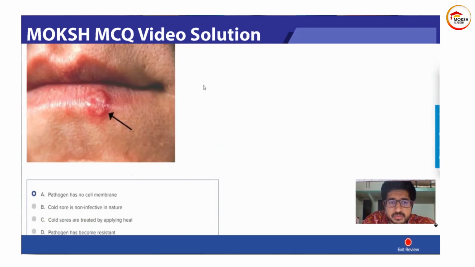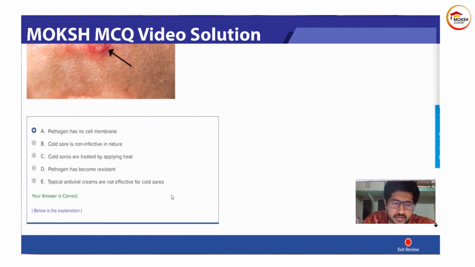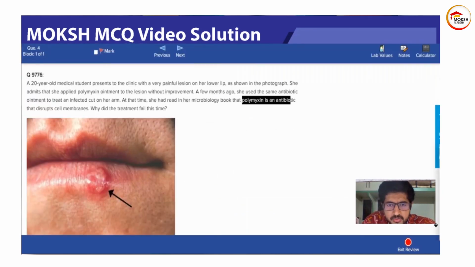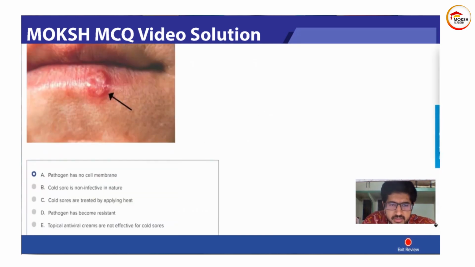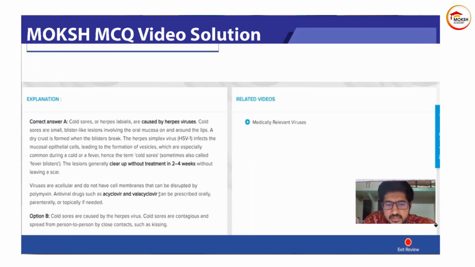All right, so this is basically caused by viral disease, so we can easily rule out that it can be cleared by a bacterial cream. Like she talked about the history that she had a cut on her arm which was cured with polymyxin, but this is not a bacterial infection. All right, so this is basically cured by acyclovir and valacyclovir, which are prescribed orally, parenterally, or topically.